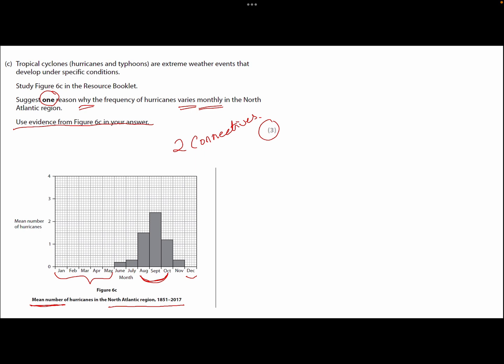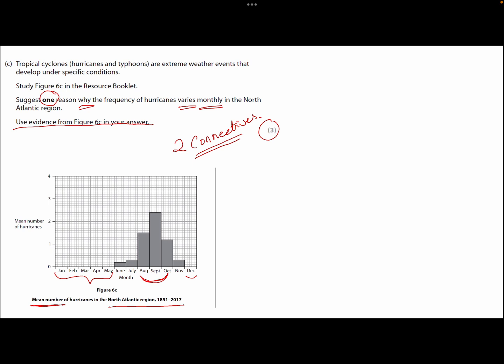Another question which is worth 3 marks. Tropical cyclones are extreme weather events that develop under specific conditions. Use figure C in the resource booklet. Suggest 1 reason why the frequency of hurricanes varies monthly. So why is it different every month in the North Atlantic region? Use evidence from figure 6C in your answer. So it's worth 3 marks, so you use 2 connectives to make your 3 marks, all right?